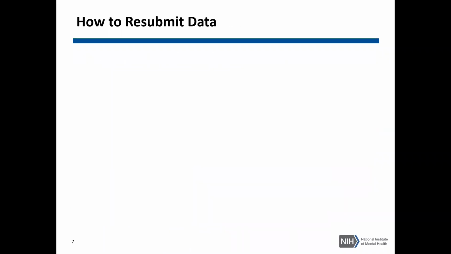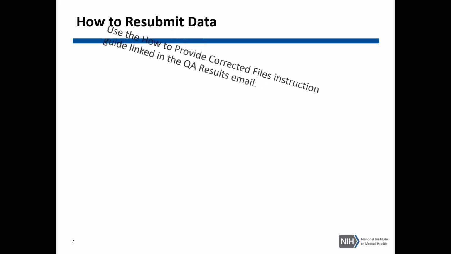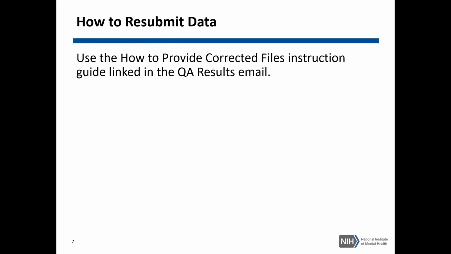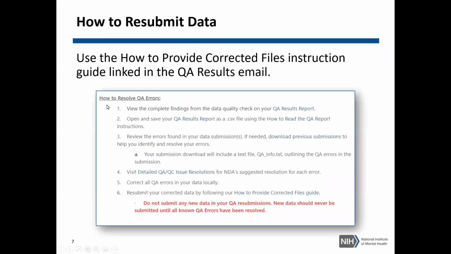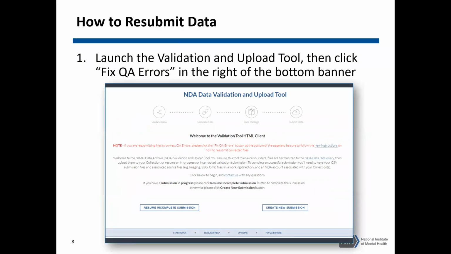So once you've reviewed the QA error report and corrected your data, you can follow our how to provide corrected files instruction guide, which is also linked in your QA results email. You'll see it under step 6 right here of how to resolve your QA errors. So you can click this and it'll give you all the information you need to resubmit. The general steps are as follows.